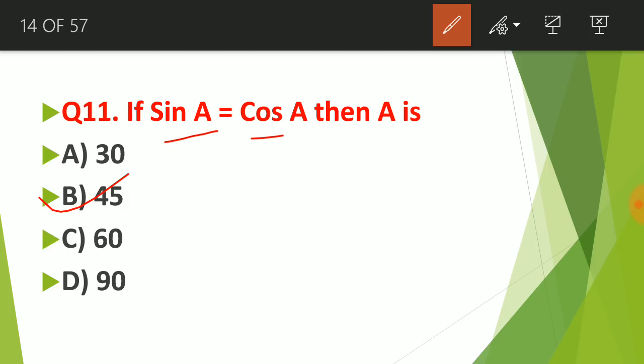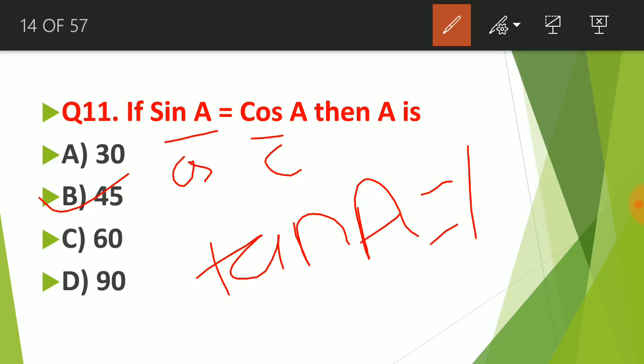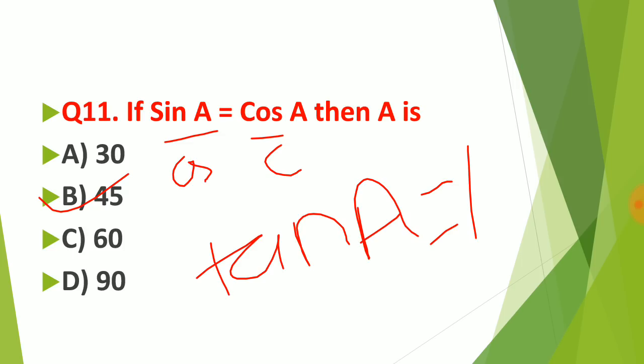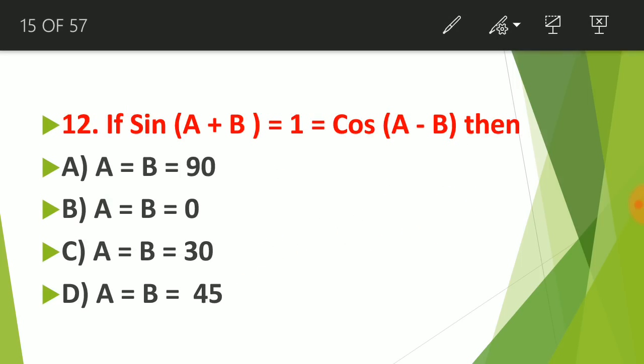This is the correct answer. Or in another way, we can divide both terms by cos A. Then we will get tan A is equal to 1. And we know that tan 45 degree is equal to 1. So 45 degree is the correct answer for question number 11. Now let us see question number 12.